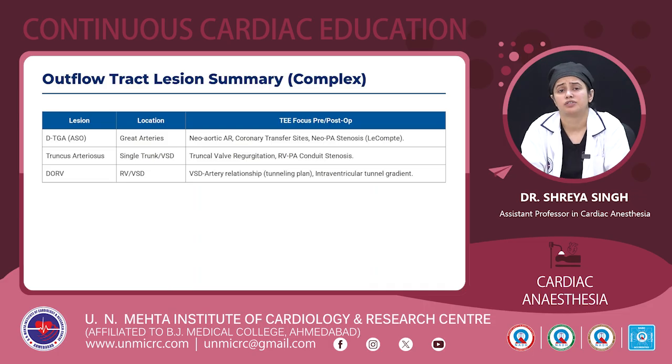In complex outflow tract lesions, like in D-TGA, we can look for neo-aortic AR, coronary transfer sites, and neo-PA stenosis after the Lecompte maneuver. In truncus arteriosus, we can look for truncal valve regurgitation or RV to PA conduit stenosis. In DORV, the VSD to artery relationship will help us determine the tunneling plan and the intraventricular tunnel gradient.